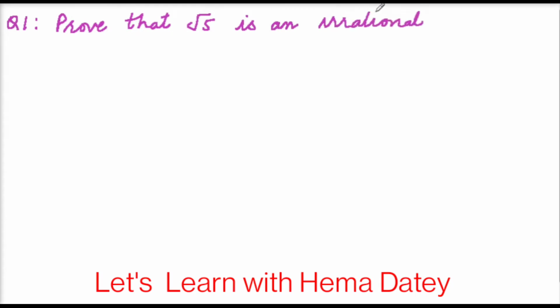Let's start question number 1. Prove that square root of 5 is an irrational number.